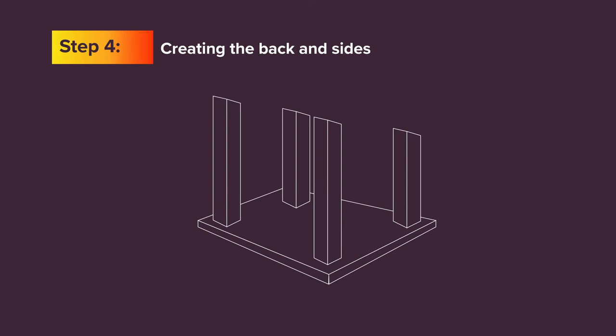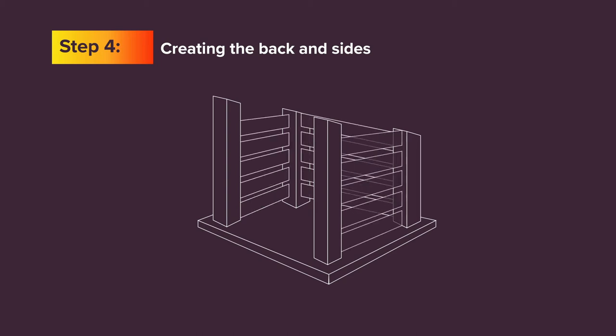Step 4. Creating the back and sides. Using another pallet, saw each horizontal slat into pieces of wood and treat with the stain. Use the screws or nails to secure each slat as they run parallel between the 4 corner posts, around the sides and around the back. Leave the front open so you can access the logs. Once you've fixed the slats in place, make sure the frame is secure by adding a couple of diagonal slats for extra stability.